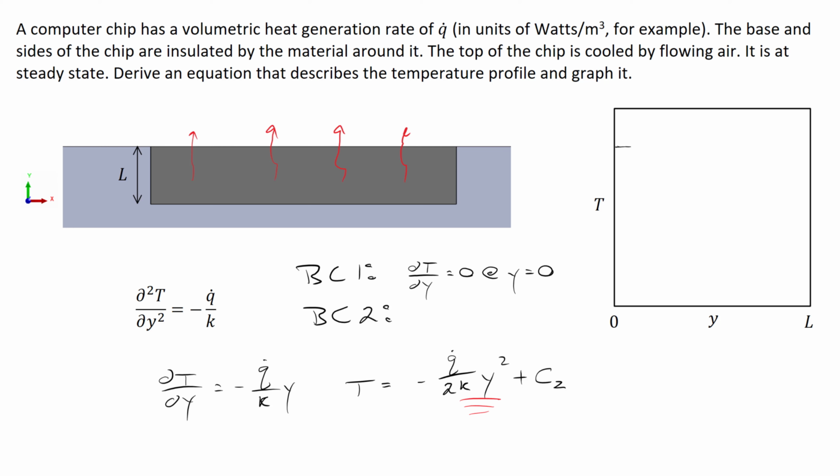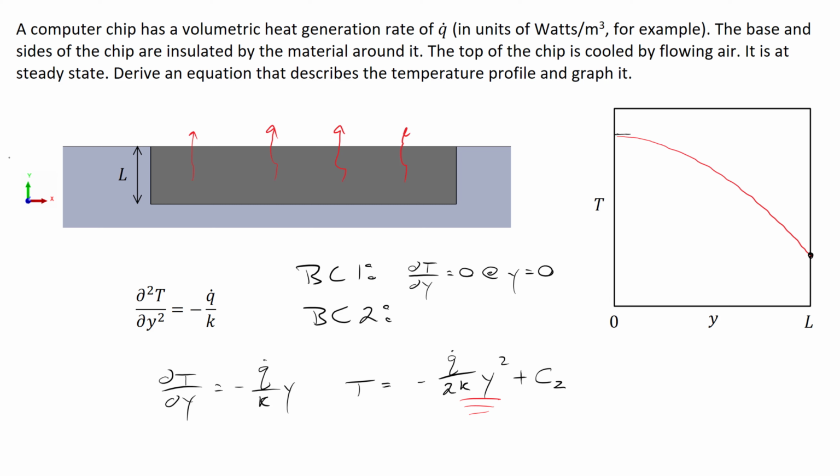So looking at this, we know right away that the temperature profile has to be quadratic in nature, and it must be concave downward because of the negative sign in front of it. So our first boundary condition is that dT/dy is equal to 0. So this, for example, could be our temperature distribution. It's a parabola. One thing that this first boundary condition doesn't tell us, though, is how high or how hot the temperature is at the base of the chip, because both of these are satisfying the first boundary condition.